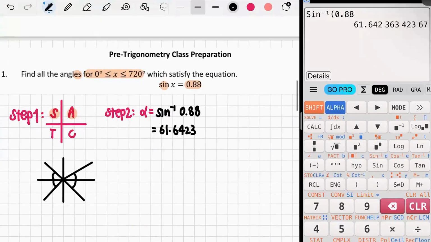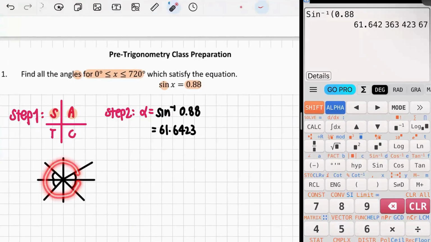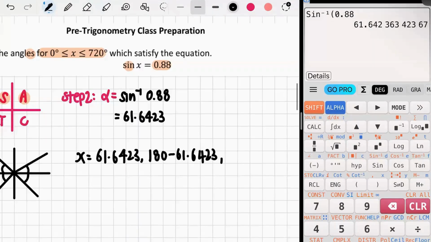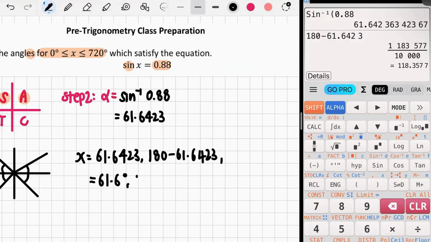So this one here, they want 720. So like that, one round is 360, right? So what we're going to do is our typical one first, which is we can find x. So my first one is 61.6423, and my second quadrant is 180 minus this, right? Okay, then we can calculate real quick first. If you want, you can always just put down this 61.6 because it's 1 decimal place. This one, 180 minus 61.6423, is actually 118.4, 1 decimal place, right?